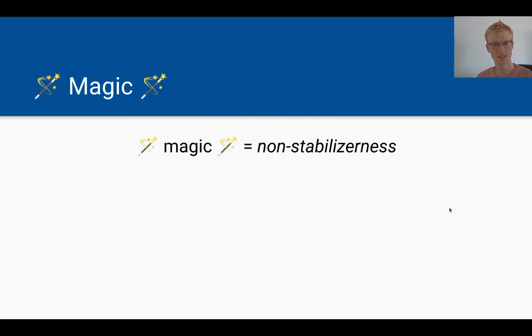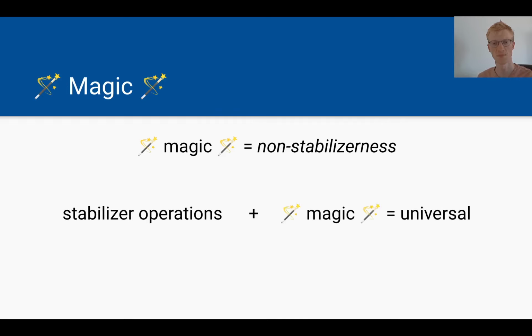Now, stabilizer states are not universal. They lack a resource that is called magic, which is a fancy word for saying non-stabilizerness. In particular, it's well known that supplementing stabilizer operations with magic, with this resource, yields universal quantum computation. From that point of view, magic can be seen really as a resource that can be studied from a resource theoretic point of view, similar to how we study entanglement.